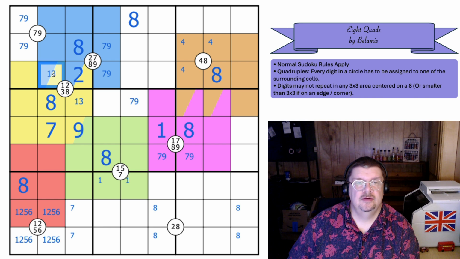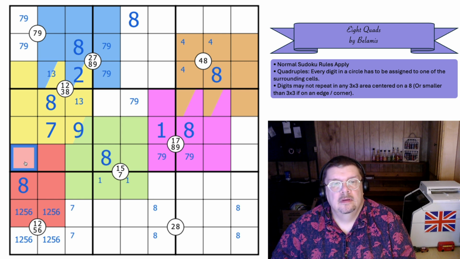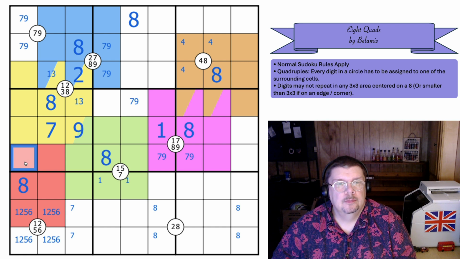Okay, where does this digit go in this box? It can't go anywhere in yellow, and it can't go here. So this digit is either here or here. How does that help? Not sure quite how to mark that just yet.